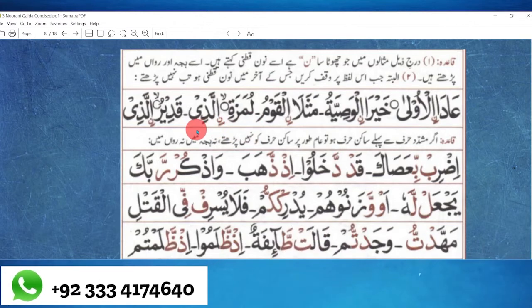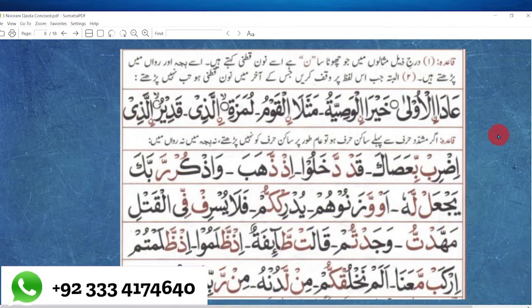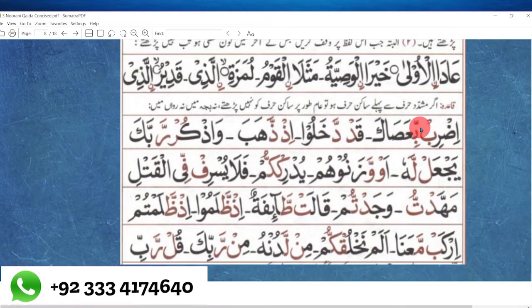Lumazatin alladhi qadirun alladhi. Alright, if a letter has a tashdid on it and the previous letter has a jazm on it, then we have to connect the previous letter behind the jazm letter with the tashdid letter, ignoring the jazm letter because tashdid is more powerful than jazm. So this ra will be connected directly with this ba, ignoring the ba with jazm.